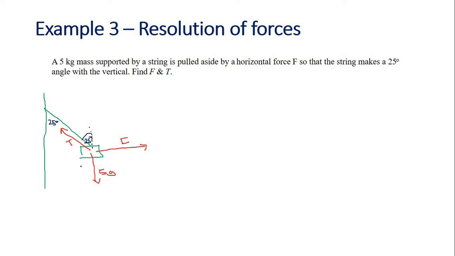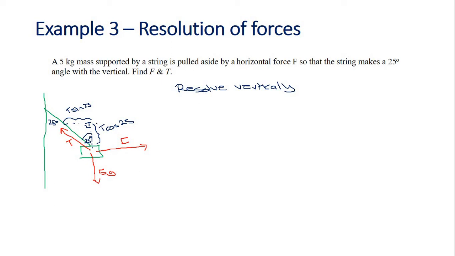So if we were to resolve this T force horizontally and vertically, we've got a right angle triangle here. We've got the opposite side, so this component of the force will be T sine 25, and we've also got this component of the force there, which is adjacent, which would be T cos 25. So we can resolve vertically and horizontally. So if we resolve vertically, because it's held in place, that means the forces are balanced.